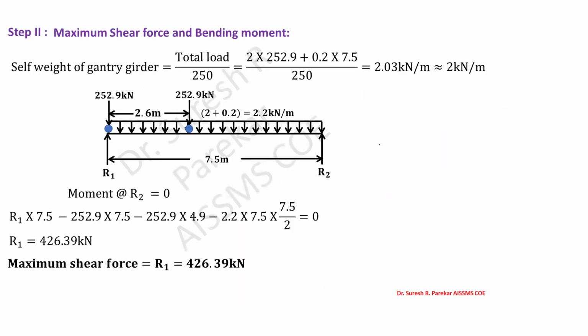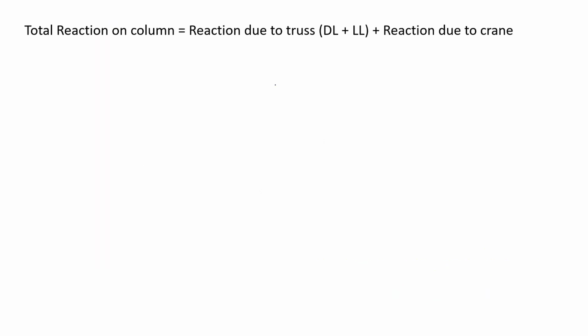Then we have due to gantry girder, so you have this maximum shear force and bending moment step. In that one, you have calculated maximum shear force, which is R1 equal to 426.39. And you have to consider that as reaction due to crane, which will be your third load, which is in vertically downward direction. Then add all these three loads.